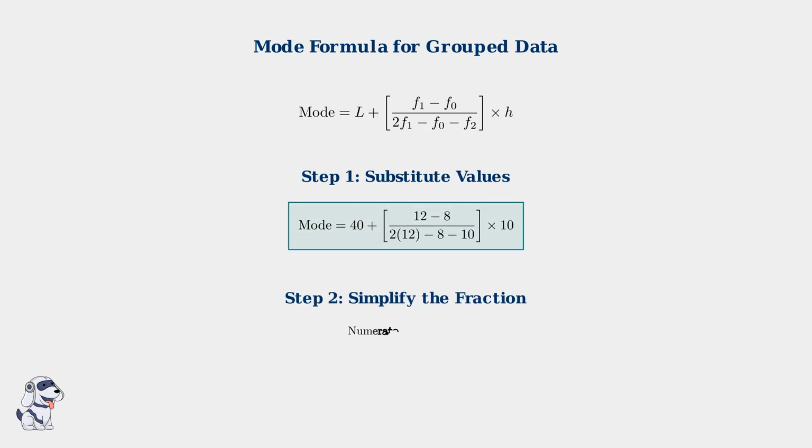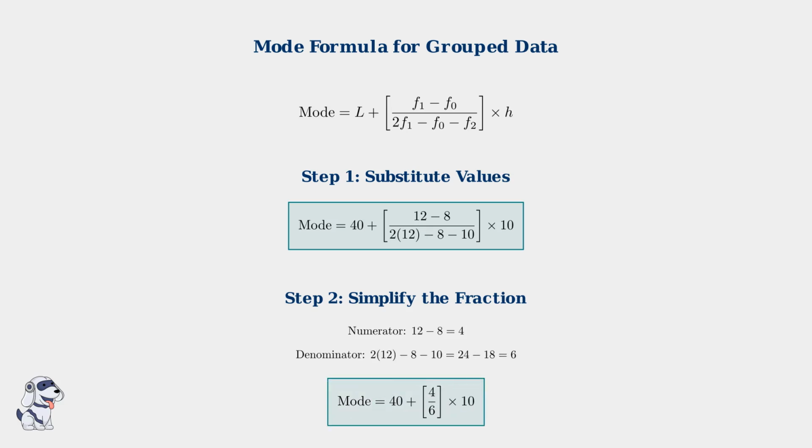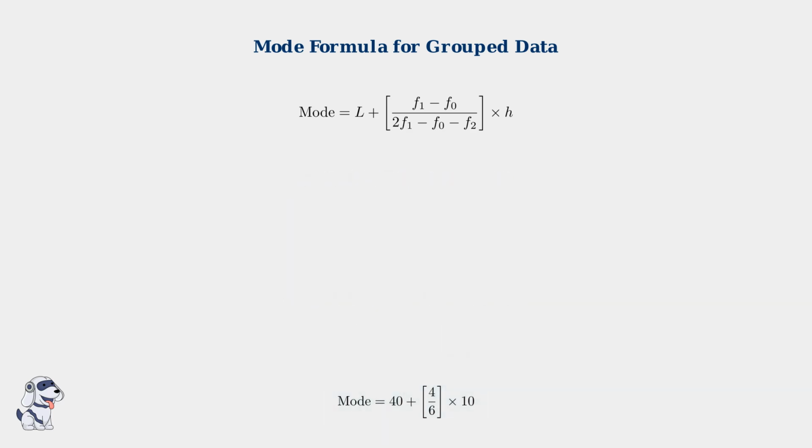Step 2. Let's simplify the numerator and denominator separately. The numerator is 12 minus 8, which equals 4. The denominator is 2 times 12 minus 8 minus 10, which equals 24 minus 18, or 6. Step 3. Now we calculate the fraction 4 divided by 6, which equals 0.667.